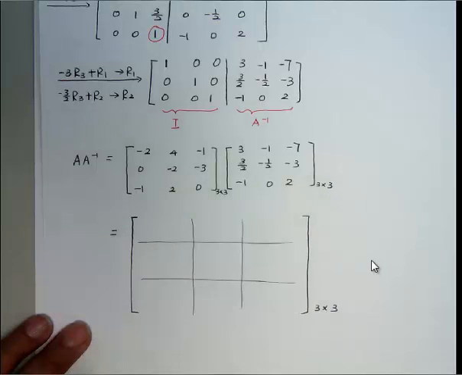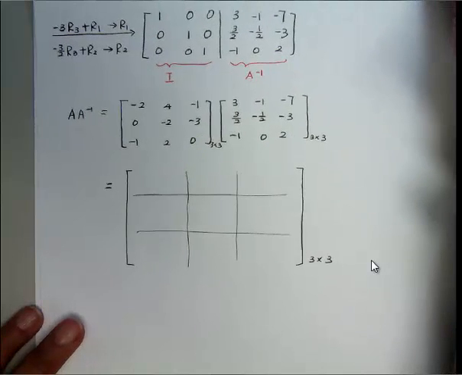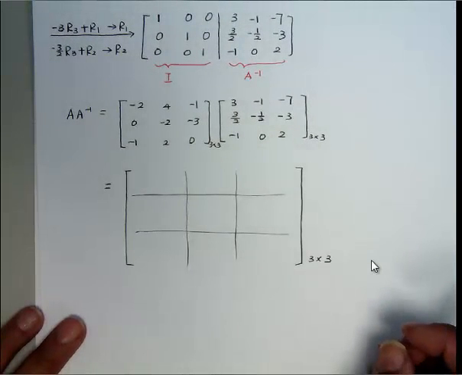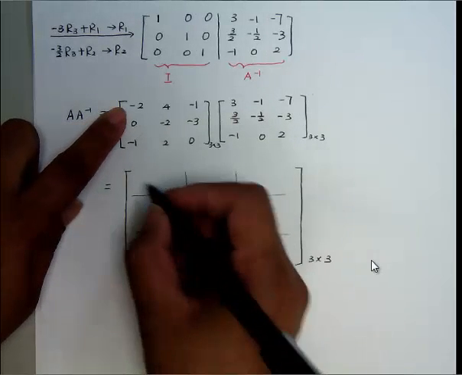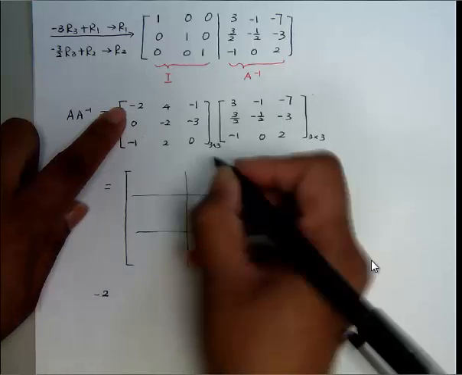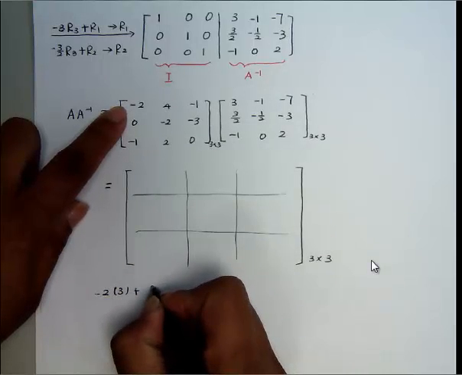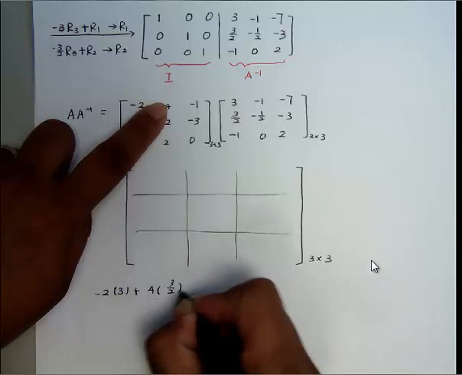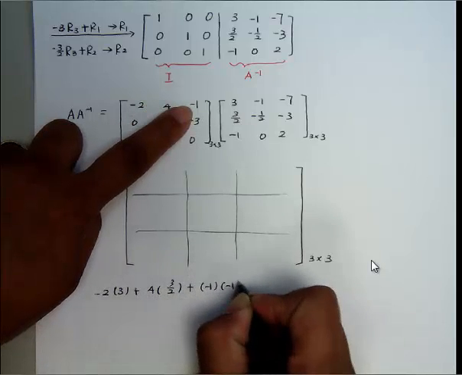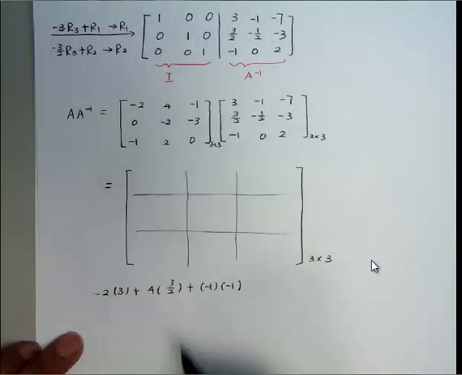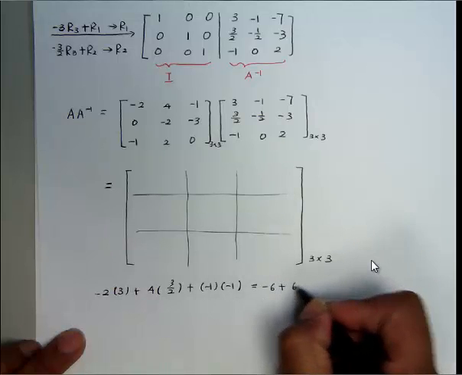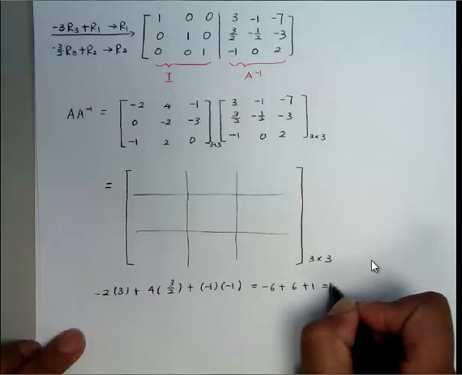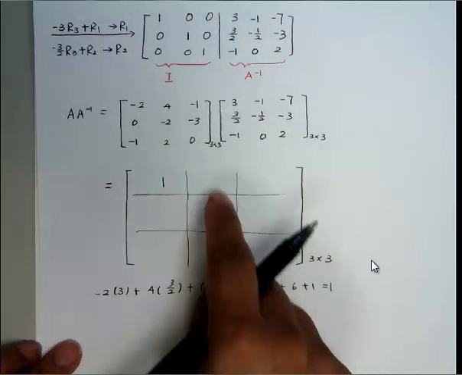So you have 3 rows and 3 columns. Each position, the row comes from the first matrix and the column comes from the second matrix. So for instance, this one will be using negative 2 times 3 plus 4 times 3 half plus negative 1 times negative 1. That's this element, first row, first column. That will give us negative 6 plus 6 plus 1, so that's 1.